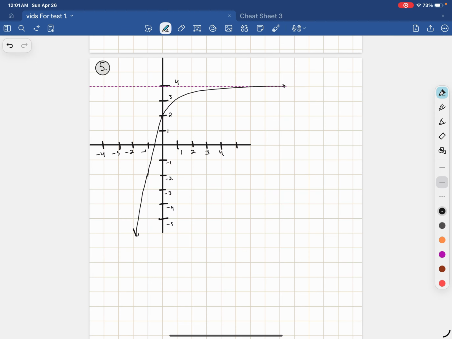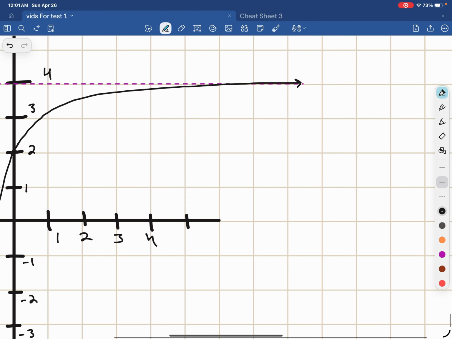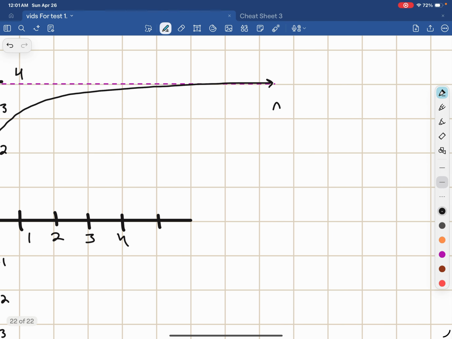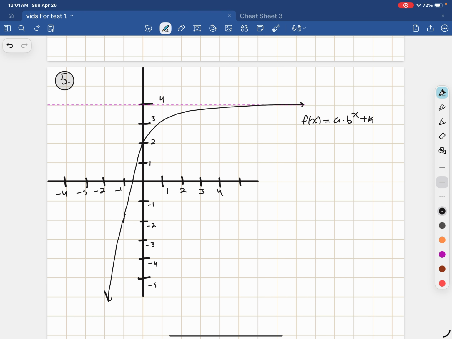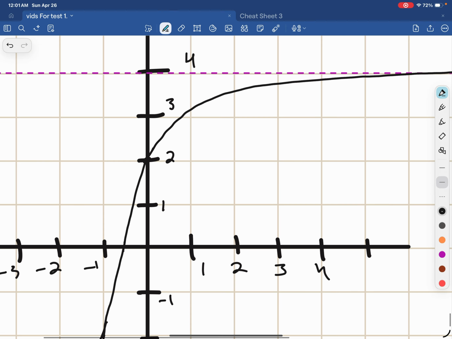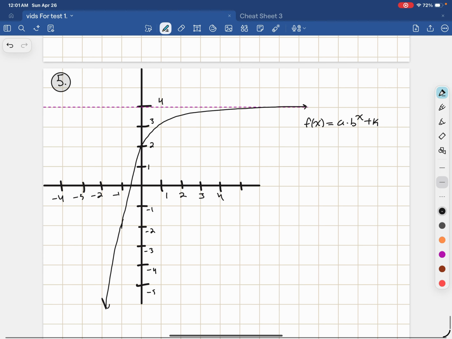We have a graphing problem and determining a formula for the exponential function in the form of f of x is equal to a times b to the x plus k. Absolutely amazing type of problem here. It's super fun, I think. I apologize for the graph drawn kind of looking weird, but all points do match up according to this problem.